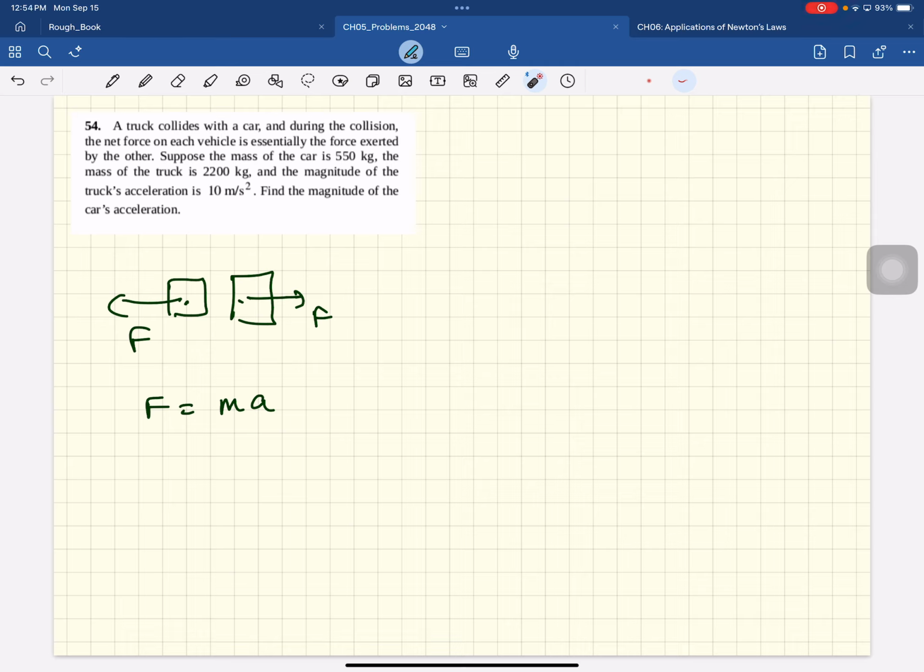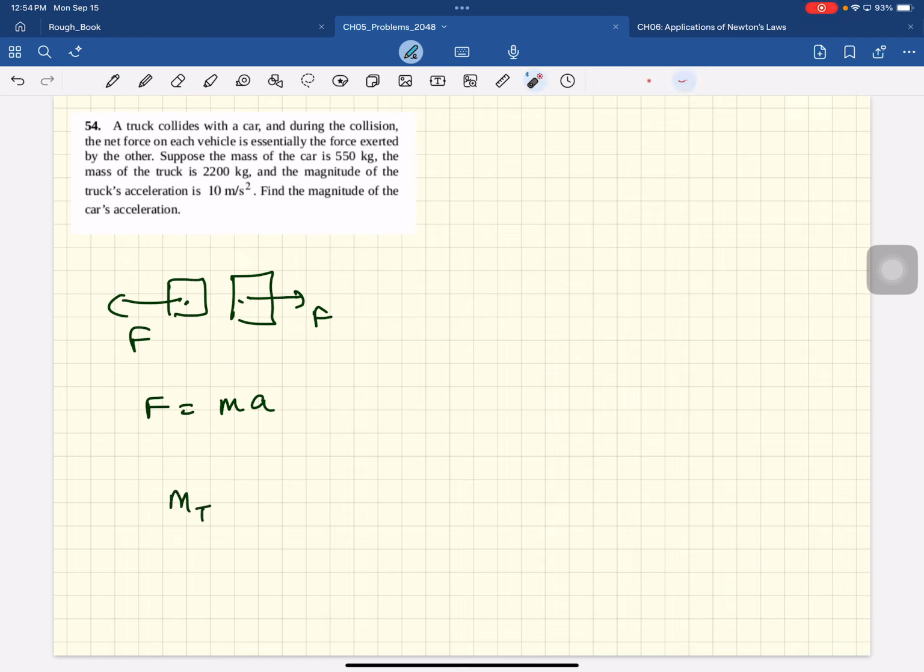All right, so suppose the mass of the car is 550 kg and the mass of the truck is 2,200 kg, and the magnitude of the truck's acceleration is that. Find the magnitude of the car's acceleration. Okay, so mass of the truck.